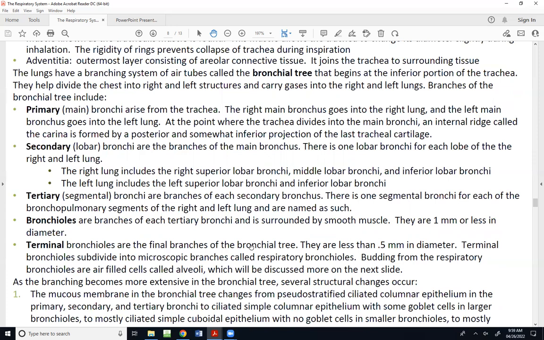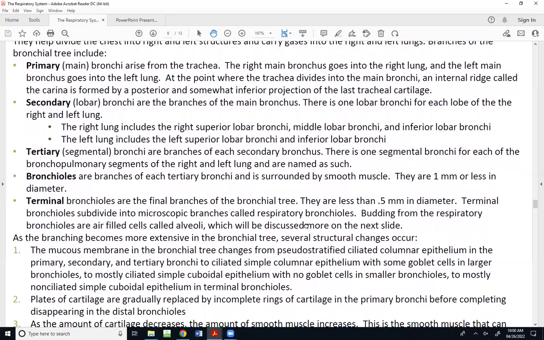All right, connected to the trachea and then extending into the lungs is a branching system of air tubes called the bronchial tree. It begins at the inferior portion of the trachea, helps divide the chest into right and left structures, and carries gases into the right and left lungs.